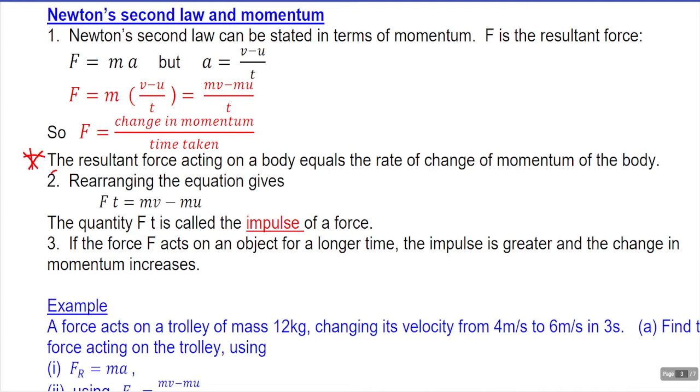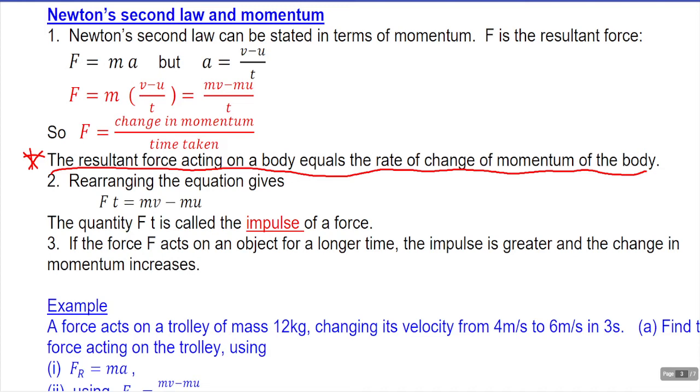Resultant force acting on a body is equal to the rate of change of momentum of a body. Remember, in physics, when we say rate, we mean divided by time. So change of momentum divided by time is equal to the resultant force. So this is a more explicit form of Newton's second law.